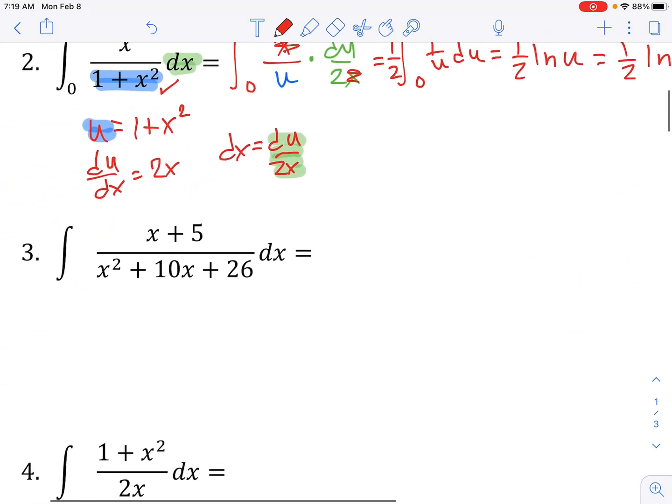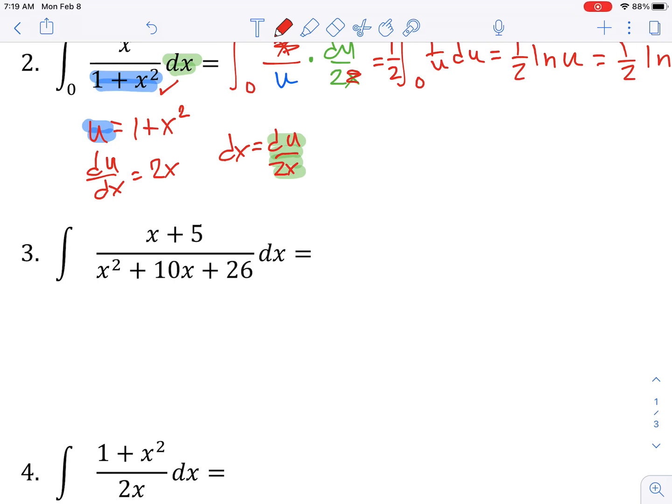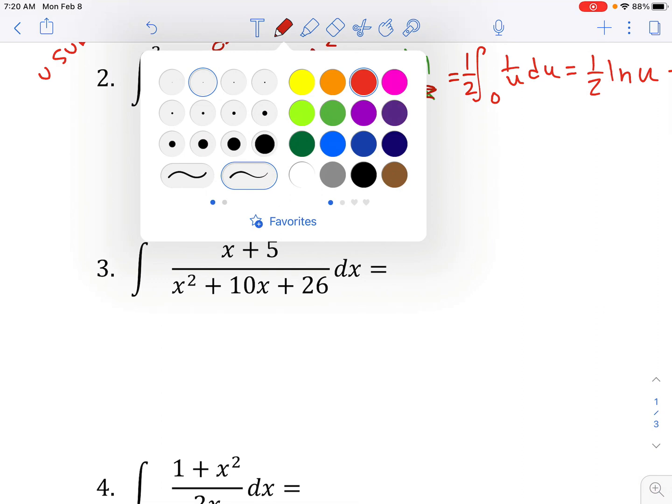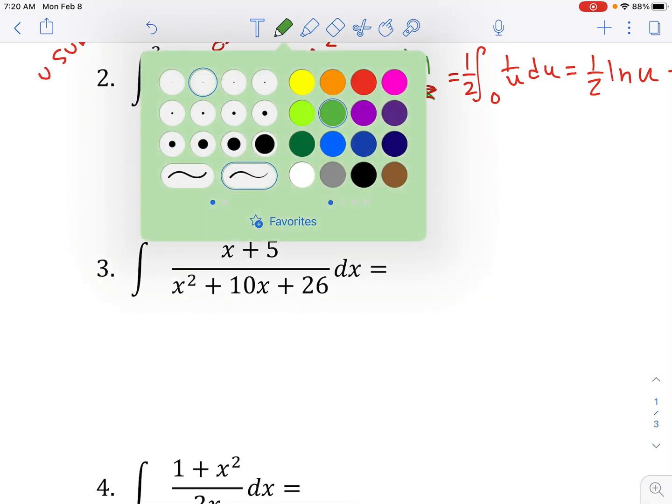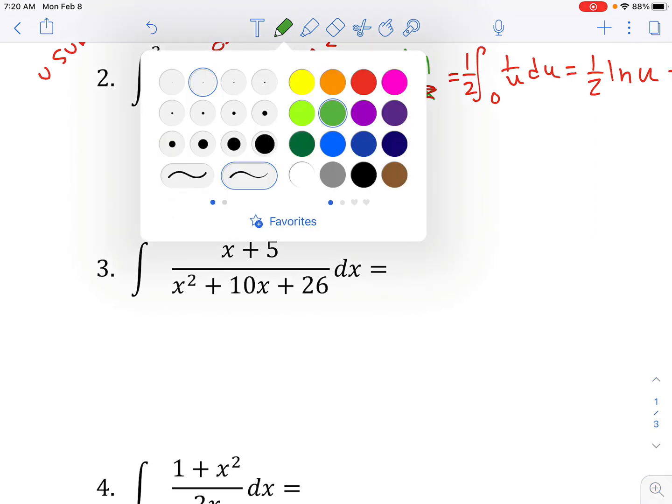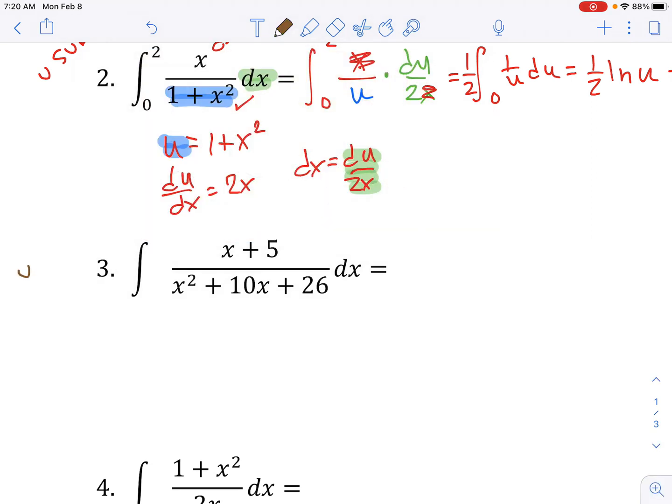Okay, looking at the next one. Interesting. So this next one, I'm going to think that it is completing the square. So I'm going to do that. Oh, wait a minute. It's not completing the square. Ooh, tricky one. This is actually a u sub. No kidding. It really is. Let's go brown. This is actually a u sub.